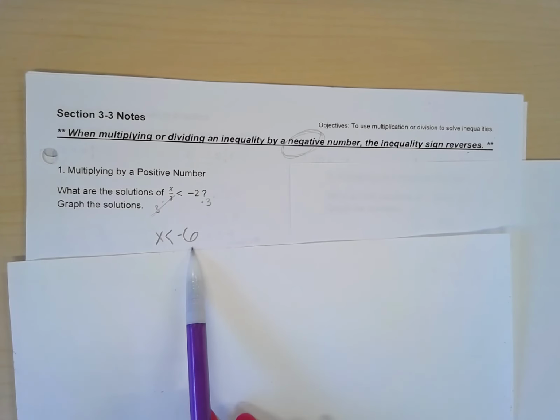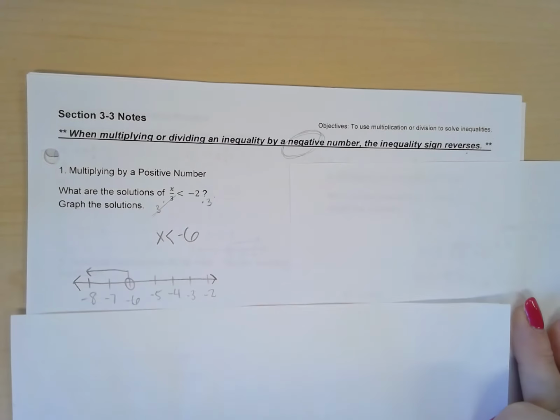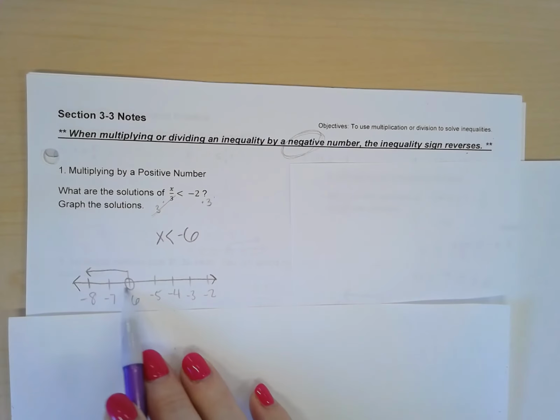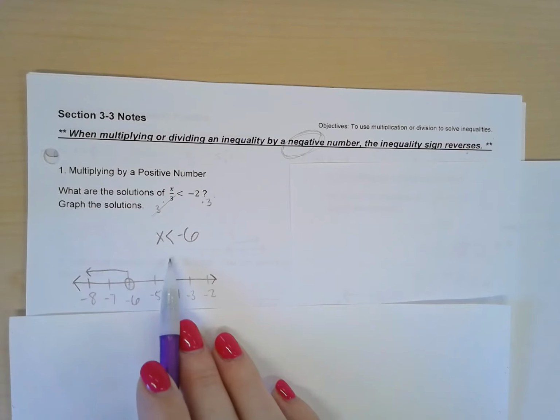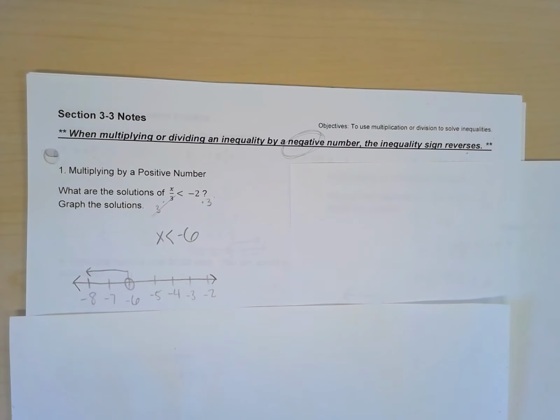Next, I have to graph. So I'm going to create a number line, and I should put an open dot at negative 6. And because it's less than, it's going to be pointing to the left for the numbers that are less than negative 6.